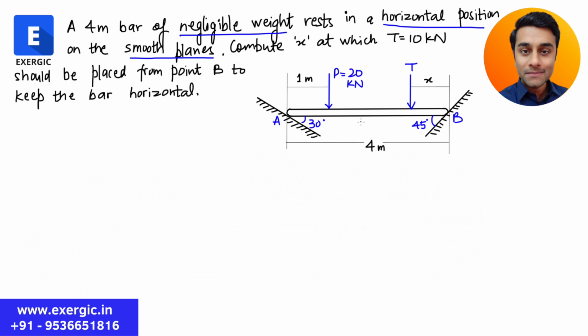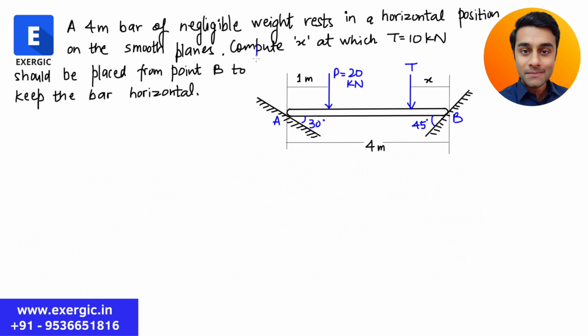It has negligible weight, so its weight is not to be considered, and it is resting, meaning it is in static equilibrium in the horizontal position. So this is forming a horizontal line. It is horizontal on the smooth planes. It is resting on this and this plane, and these planes are smooth, meaning friction is not to be considered.